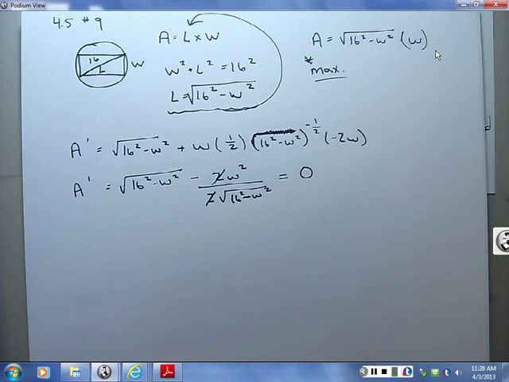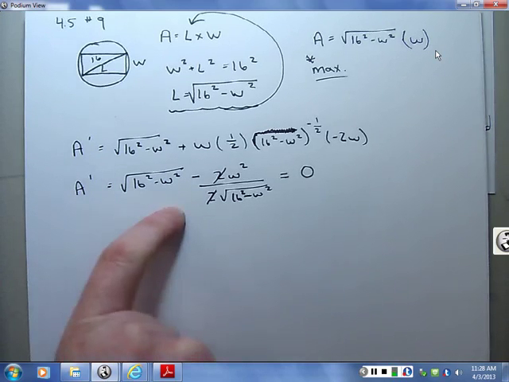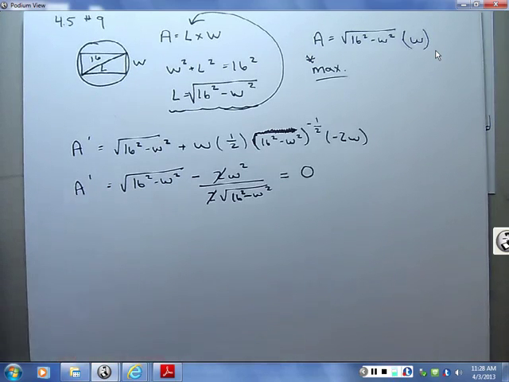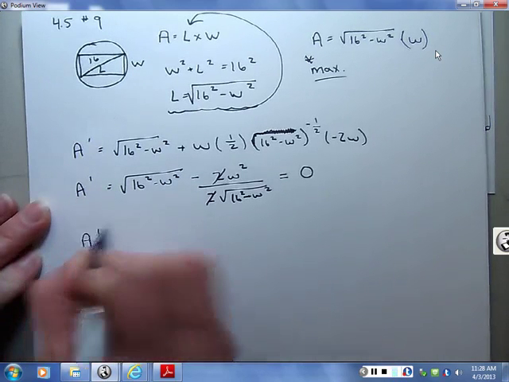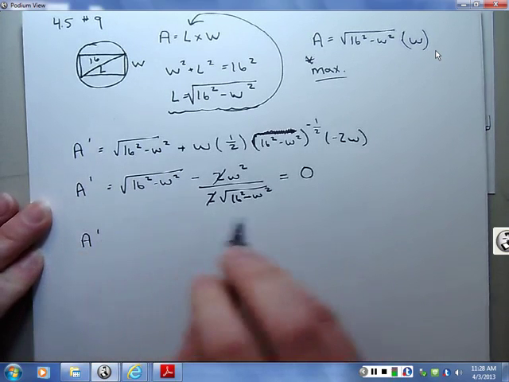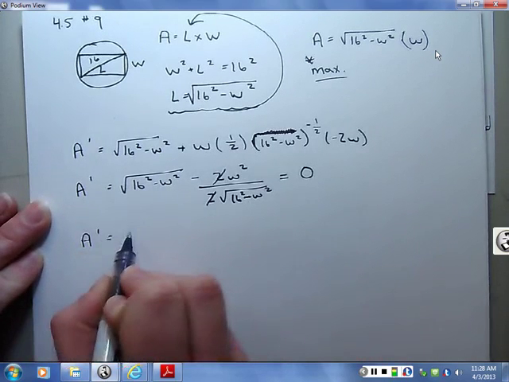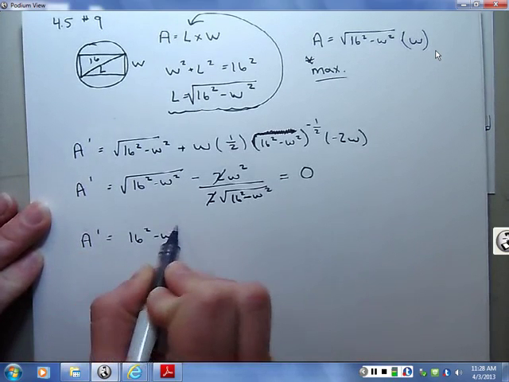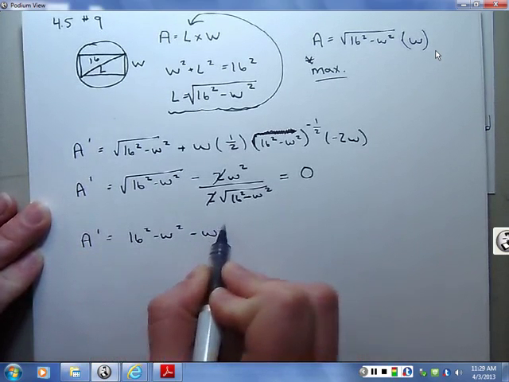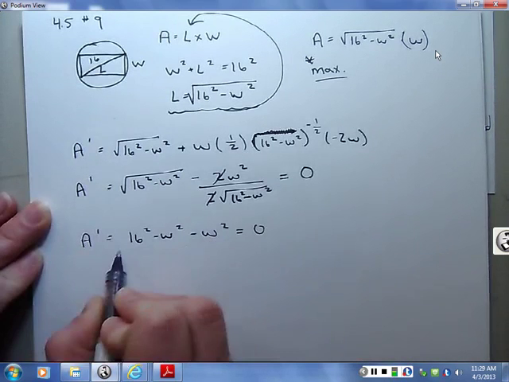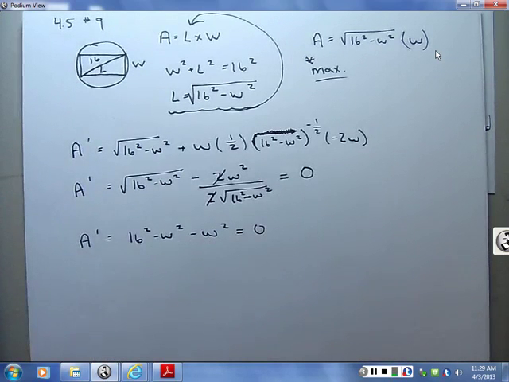Question? You just multiply both sides by the square root of 16 squared minus w squared. At this point? Yes. So moving along here, I multiply both sides by the square root of 16 squared minus w squared. That gives me 16 squared minus w squared equals 0, because 0 times anything is 0, right?